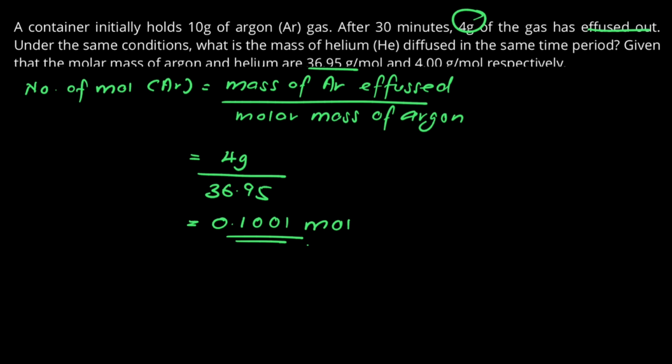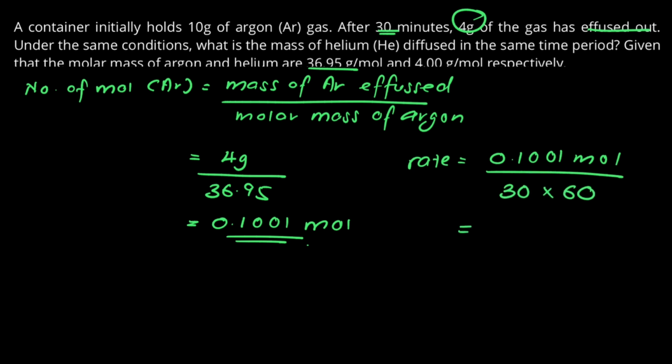Alright, from here we can actually find the rate. So the rate is equivalent to the number of moles, which is 0.1001 mole, divided by the time taken. The time taken is 30 minutes, so you need to convert into seconds, so times 60 seconds. Therefore, you should get 5.5625 times 10 to the power of negative 5 mole per second. So this is the rate of effusion for argon gas.